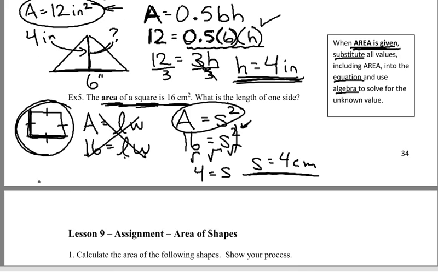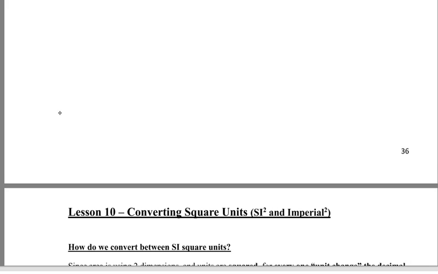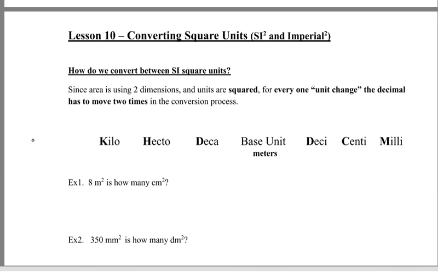Before you get to work, let's also quickly skip over to page 37. 37 is a quick little concept that you have to be careful of. We did a whole bunch of converting, but converting square units is different. The reason being, since area uses 2 dimensions, which gives us squared units, for every 1 unit change in metric, the decimal has to move 2 times. So this is just something that needs to be remembered from now on.